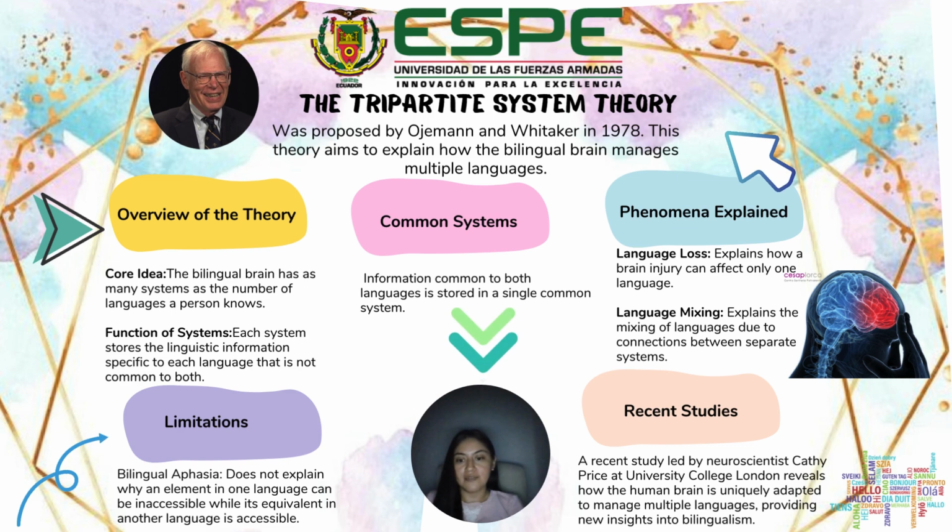However, it has significant limitations. For example, it cannot explain why an element in one language can be inaccessible while its counterpart in another language can be accessed in cases of bilingual aphasia. It also does not account for why different languages might recover at different rates after brain injury, as noticed by Paradis in 2009.